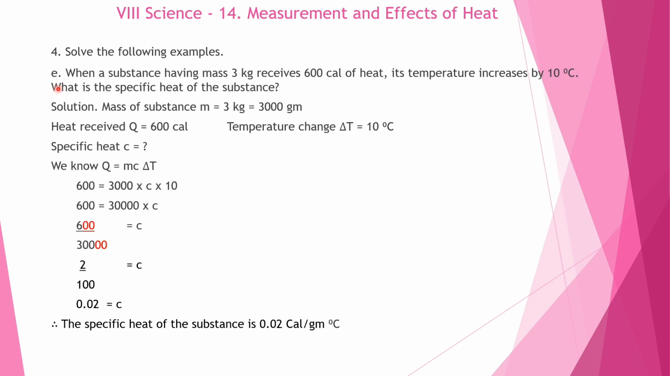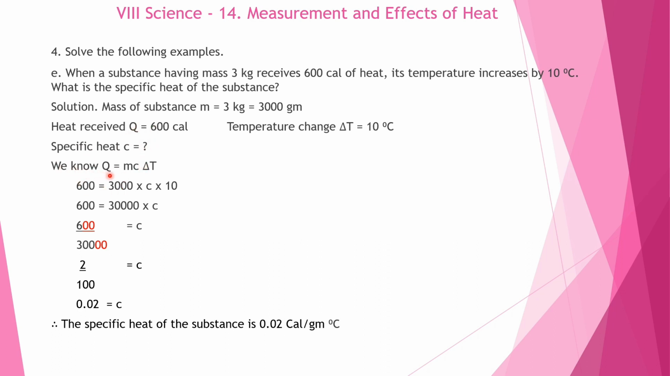Last question, children. When a substance having mass 3 kg receives 600 calorie of heat, its temperature increases by 10 degrees Celsius. What is the specific heat of the substance? So mass M is 3 kg, children. 600 calorie is the heat received, means Q. Heat received or heat given is denoted by Q. Temperature increases means it is the temperature change, delta T. Delta T is 10 degrees Celsius. So what is the specific heat? Specific heat is denoted by C. C is the question mark, we have to find it.